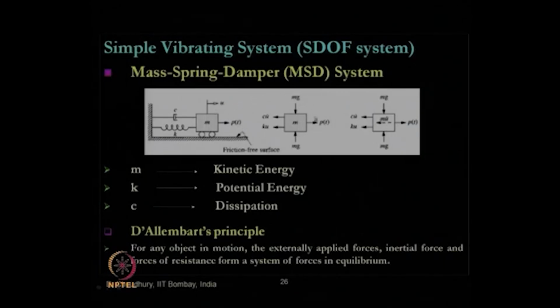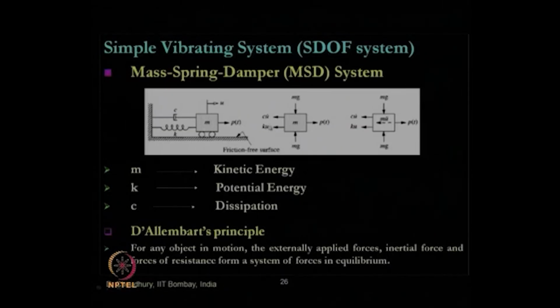If we draw the free body diagram, we can see what forces are acting on the mass. This is the self weight of the mass, mg, and this is the reaction coming through these two rollers, which will balance it. So statically it will remain in equilibrium, and the forces of resistance will be C times u dot, which is the velocity, and K times u, where u is the displacement.